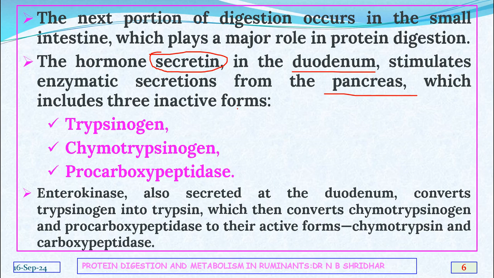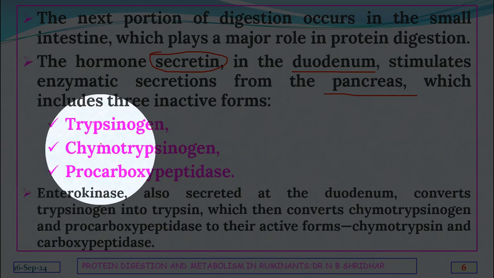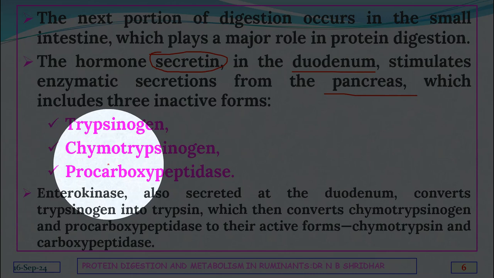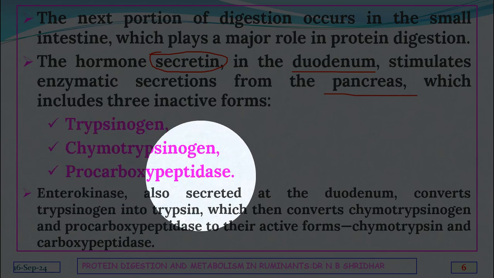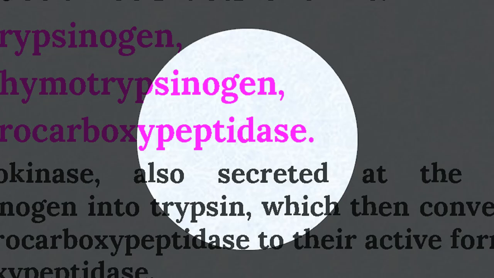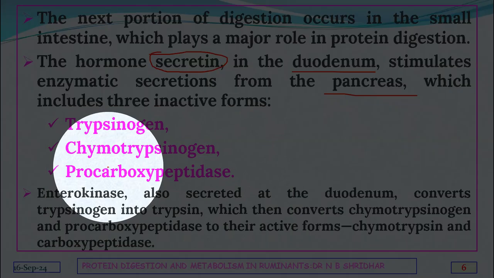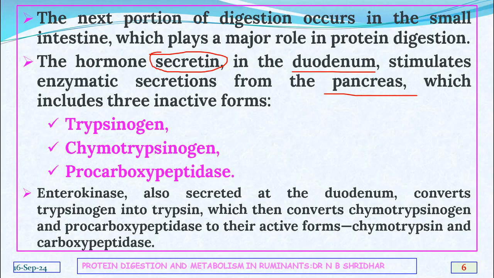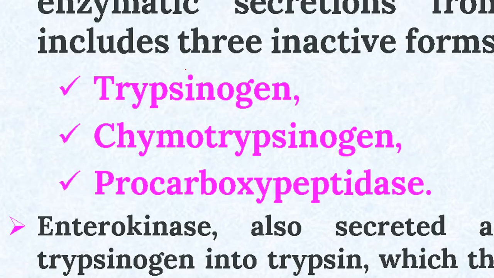It stimulates enzymes, mainly trypsinogen, then chymotrypsinogen, and another enzyme, procarboxypeptidases. Here I can highlight these: especially trypsinogen, chymotrypsinogen, and procarboxypeptidases. So note down these enzymes: trypsinogen, chymotrypsinogen, and procarboxypeptidases.